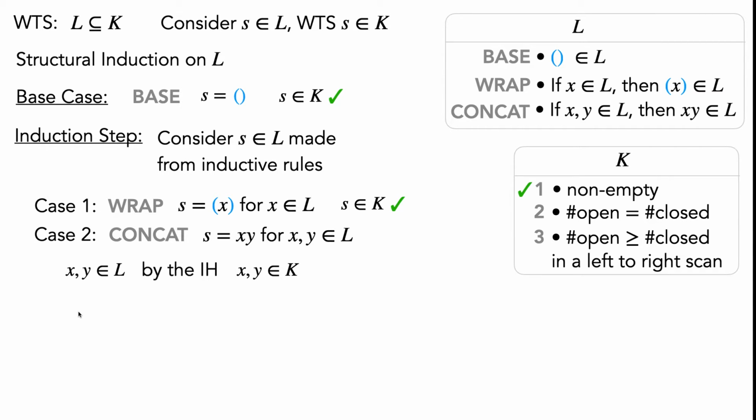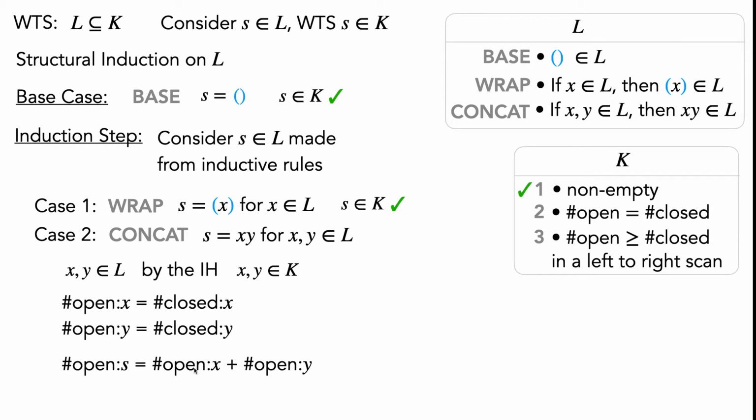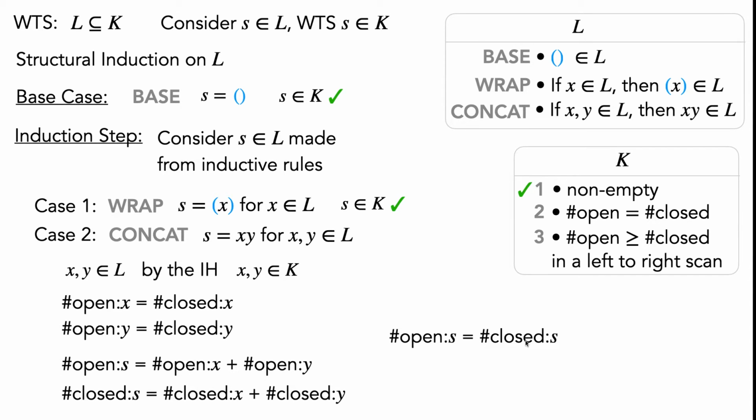In other words, the number of open paren in x is equal to the number of closed paren, and similarly for y, the number of open in y is equal to the number of closed in y. Since S is just the concatenation of x and y, the number of open in S is equal to the number of open in x plus the number of open in y. And the number of closed in S is equal to the number of closed in x plus the number of closed in y. Doing some simple substitution, we can get that the number of open in S is equal to the number of closed in S. Awesome, that means we have satisfied property 2.